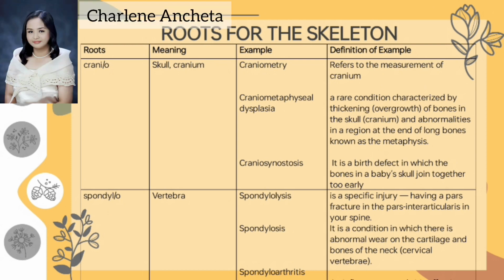Here are the examples. The first example is spondylolysis. Spondylolysis is a combination of spondylo, which means vertebra, and lysis, which means dissolve, and so means dissolution of a vertebra. Spondylolysis is a specific injury having a pars fracture in the pars interarticularis in your spine.